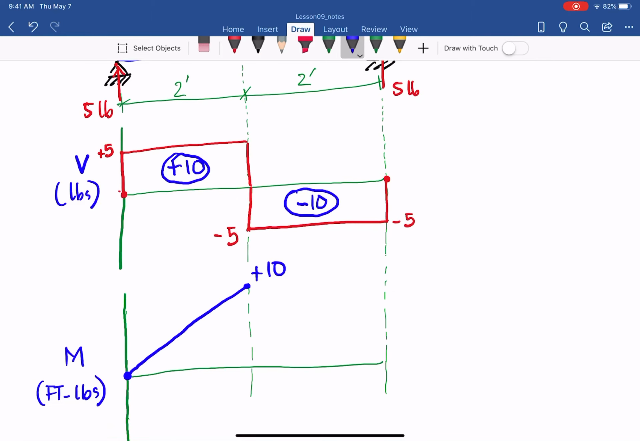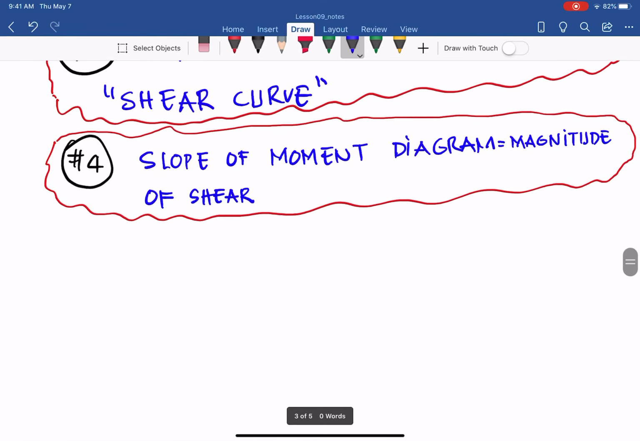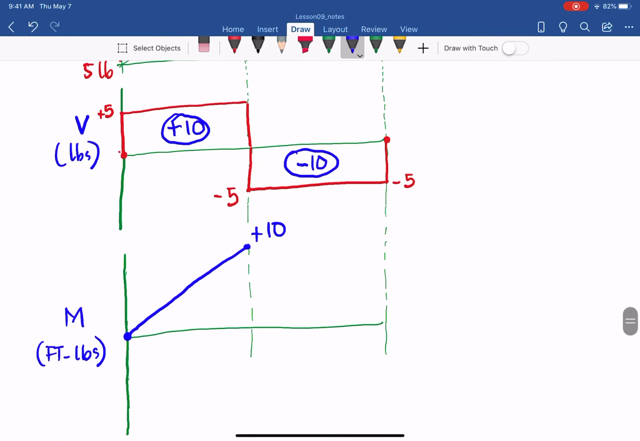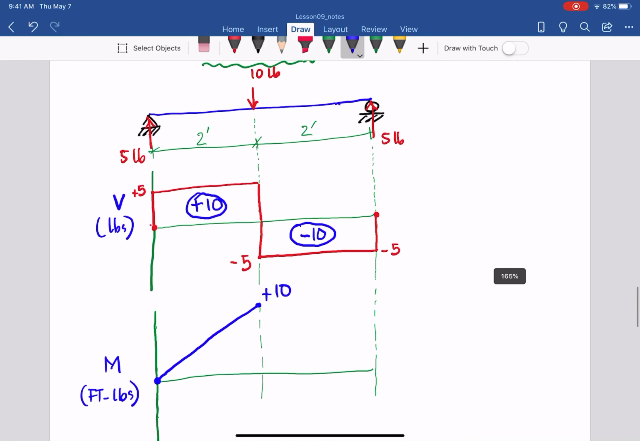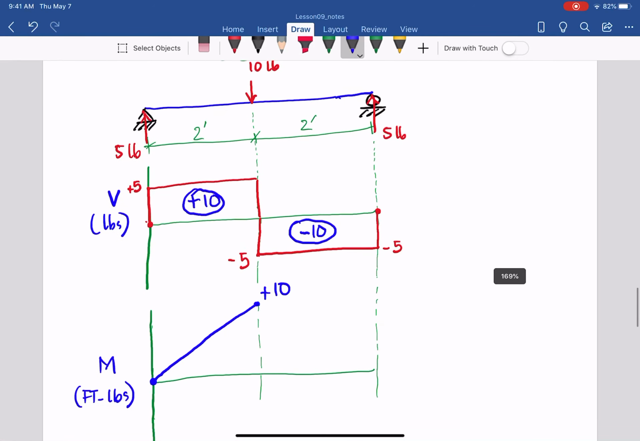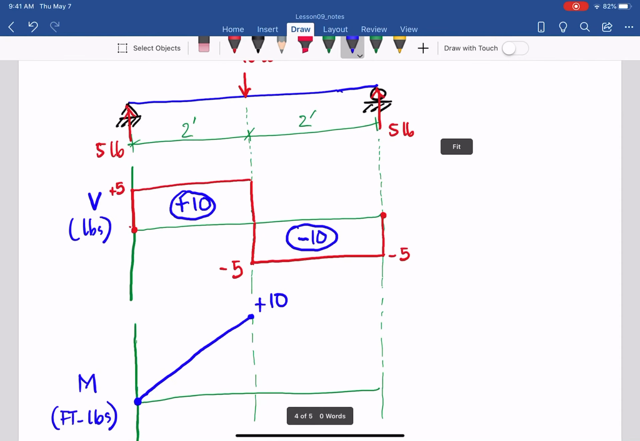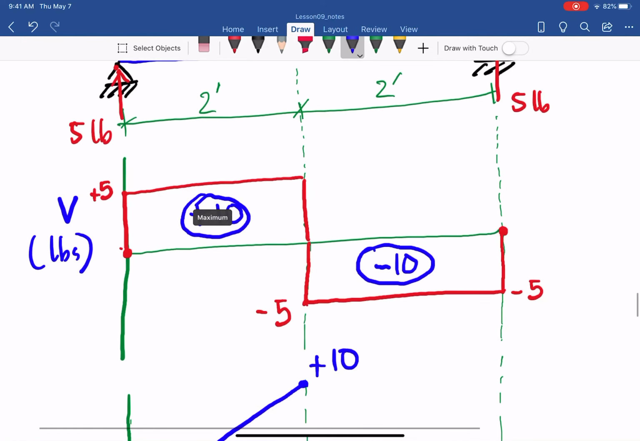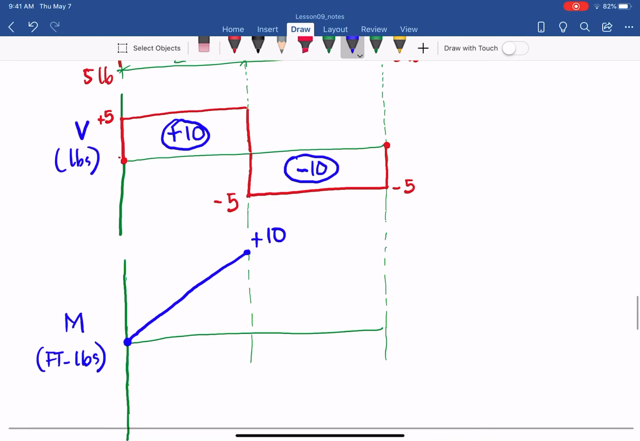And the slope, as you can see, the slope of the moment diagram equals the magnitude of the shear. Believe it or not, that is 10 foot-pounds divided by 2 for the distance from the left to the middle. So 10 divided by 2 equals 5. Exactly the same as the magnitude of the shear from the left to the middle, plus 5 in there, as you can see there. So that is from the left to the middle.